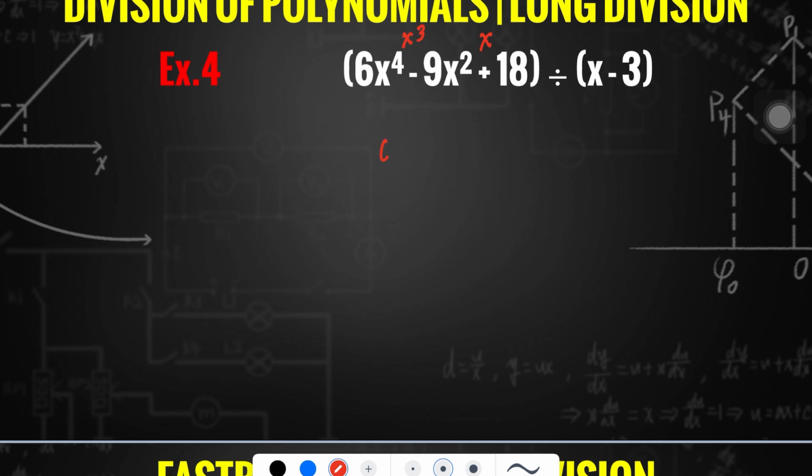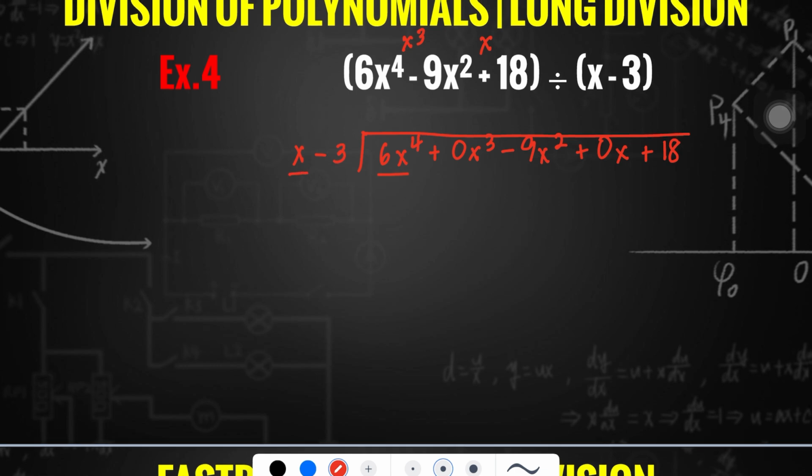Let's rewrite this one. 6x raised to 4 plus 0x cubed minus 9x squared plus 0x plus 18, divided by x minus 3. So dividend divided by divisor. First terms, just divide the first terms. 6x raised to 4 divided by x, so that's 6x cubed. And then multiply 6x cubed times x, 6x raised to 4. 6x cubed times negative 3, that's negative 18x cubed.